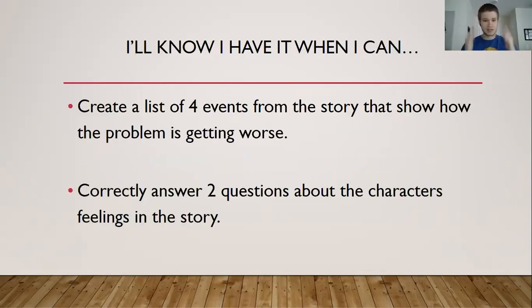And then, like this bottom part says, I will know you are able to do this when you are first able to create a list of 4 events from the story that show how the problem is getting worse. Now remember, if this is a fiction text, that means that this story has to have some kind of problem. So while you are reading your part today, you are going to start looking for 4 events from the story that show that the problem, Aiden's problem, is continuing to get worse. So keep an eye out for things like that while you're reading today.